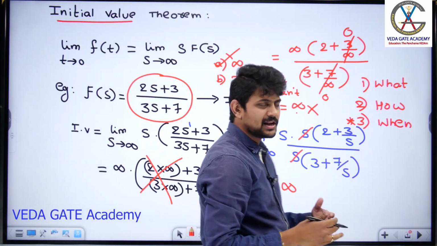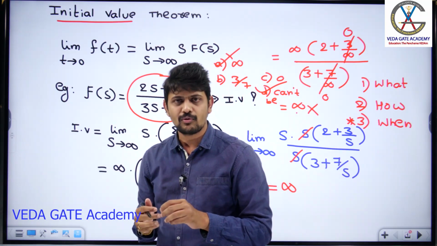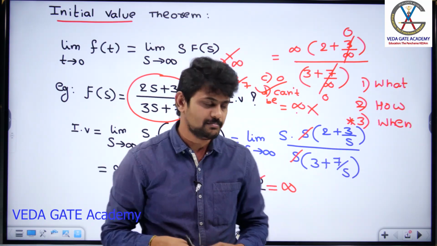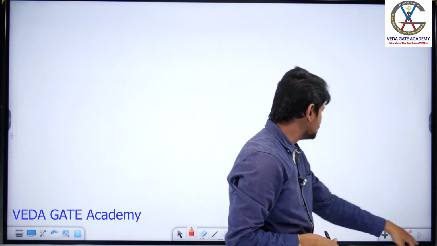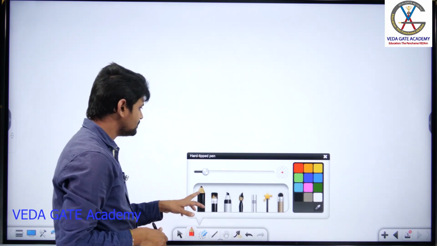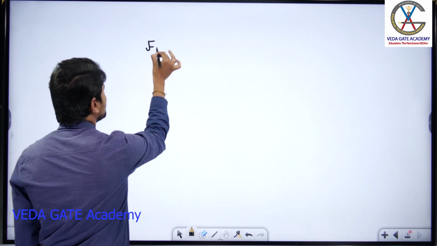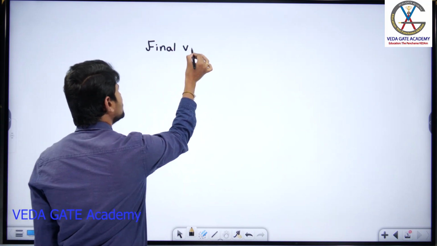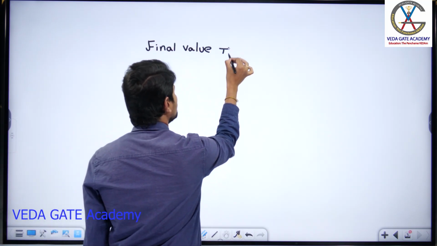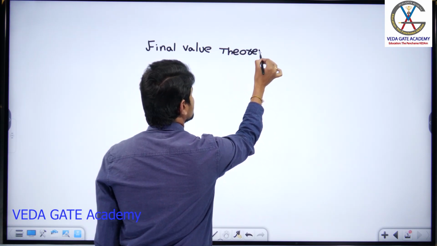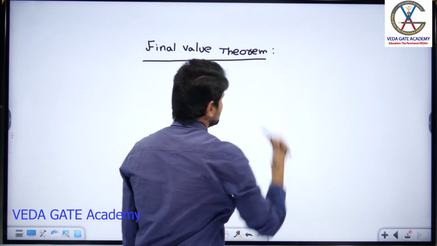Let me explain what kind of general mistake you are going to make, even with one more example. There is one more previous GATE question which was asked in 2016 somewhere. The question they have given is framed based on the final value theorem. First, let me explain what is the meaning of final value and how to apply this theorem to calculate the final value in S domain.